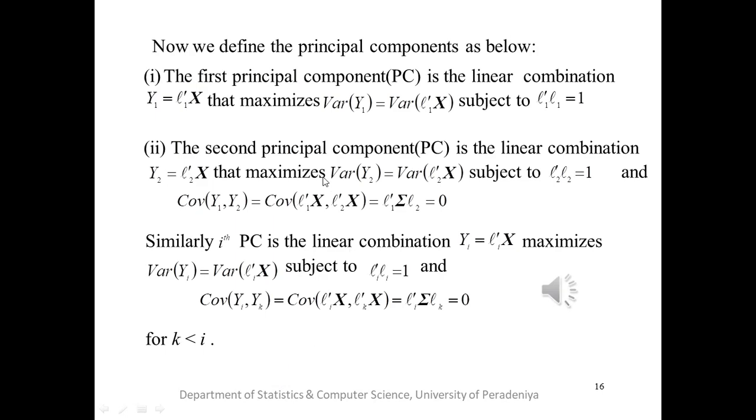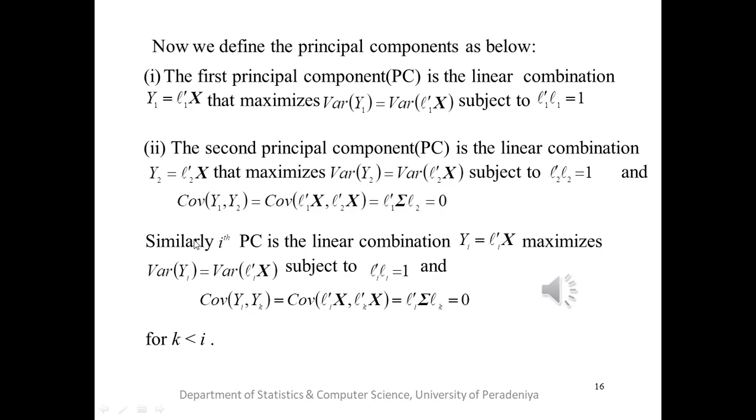Now, the first principal component is the linear combination y1, which is l1'x, that maximizes the variance of y1 subject to l1'l1 equals 1. The second principal component is the linear combination y2, which is l2'x, that maximizes the variance of y2 subject to l2'l2 equals 1, and the covariance between y1 and y2 is 0. Note that when this covariance is 0, the two principal components y1 and y2 are uncorrelated.